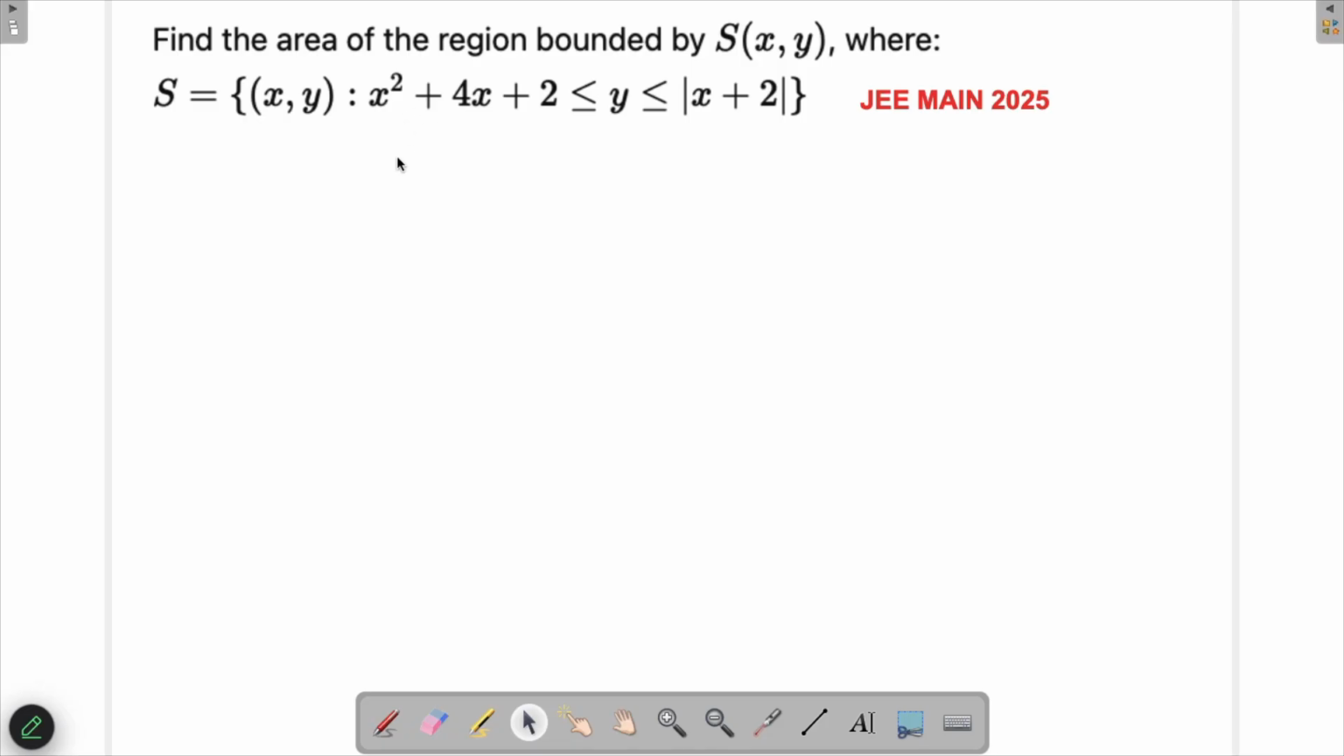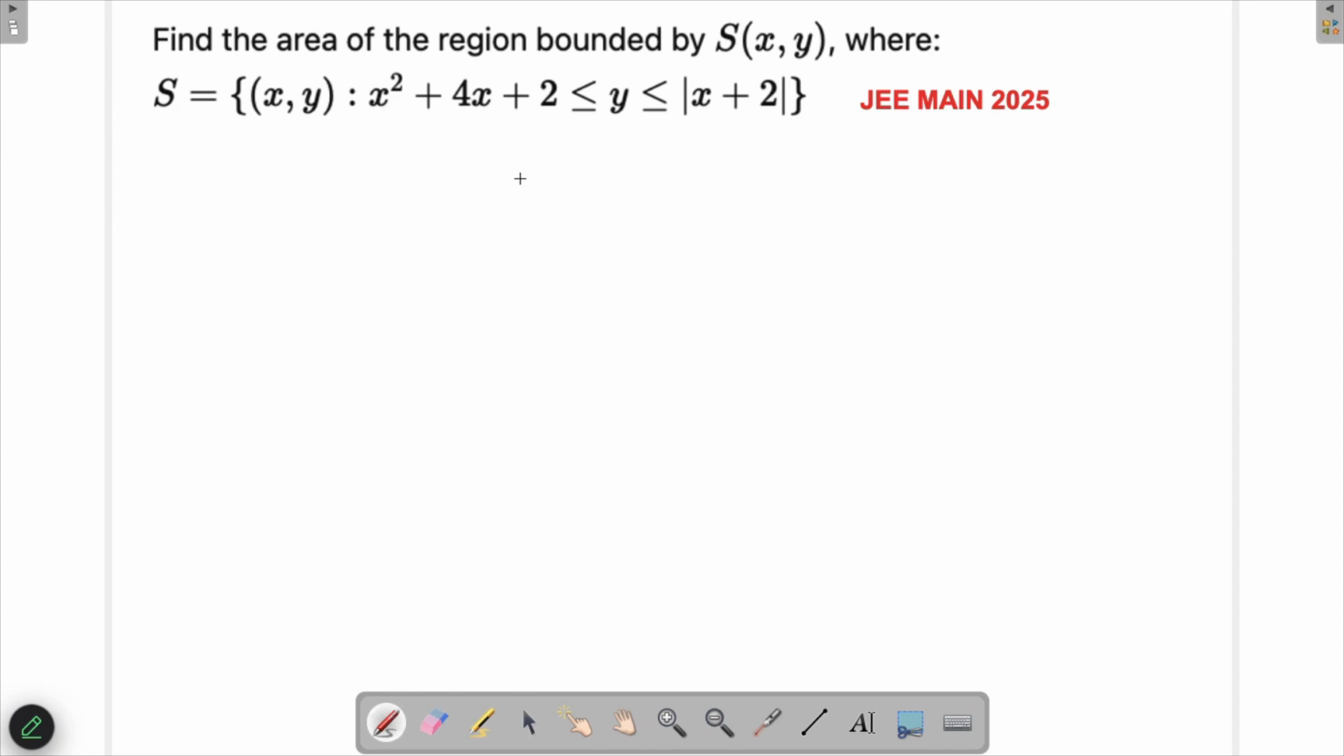In this question, we are asked to find the area of the region bounded by this curve. The curve is given as x squared plus 4x plus 2 is less than or equal to y, and y is less than or equal to |x plus 2|. Basically, y is the region between these two curves. So first of all, we have to find how these curves look.